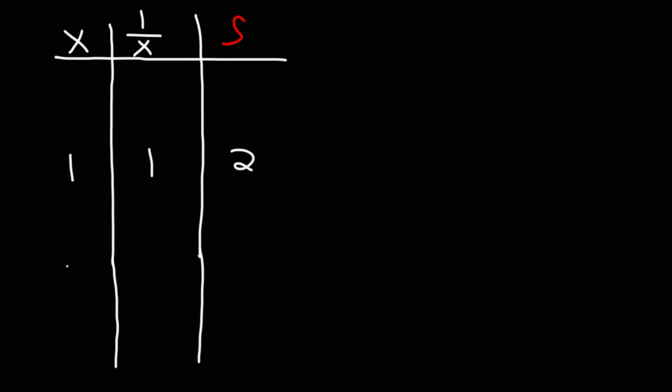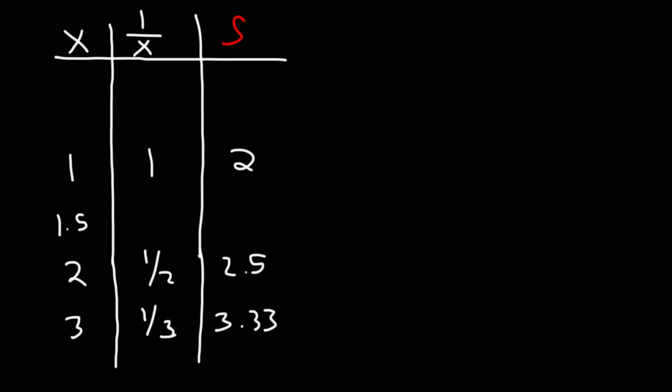If we were to make x equal to 2, this will be 1 over 2. 2 plus a half is 2.5. That's greater than 2, not less than it, so that doesn't work. If x is 3, this will be 1 over 3. This will be about 3.33. So let's pick a number lower than 2, but greater than 1. Let's say we chose 1.5. 1 over 1.5 is 0.6 repeating. And if you add that to 1.5, you're going to get 2.16 repeating, which is more than 2.